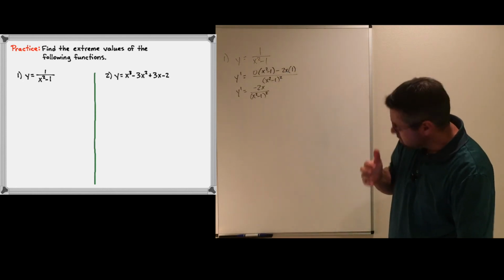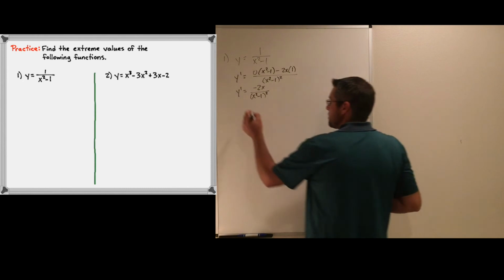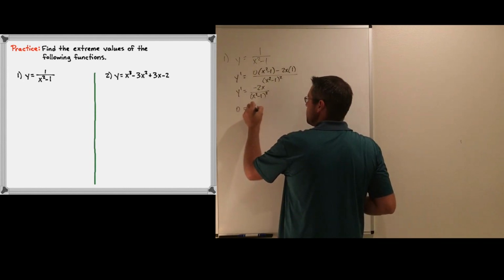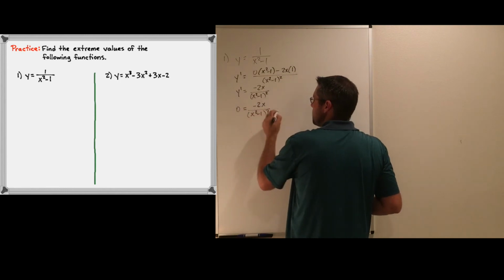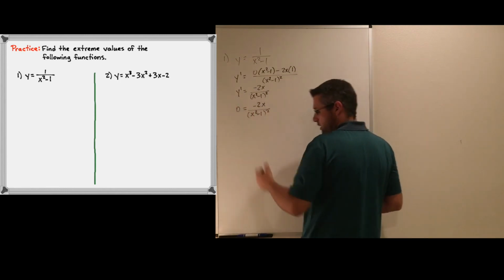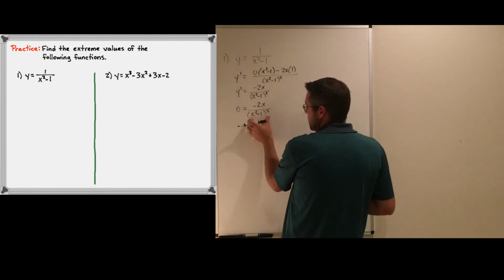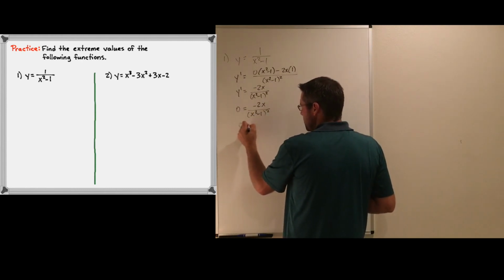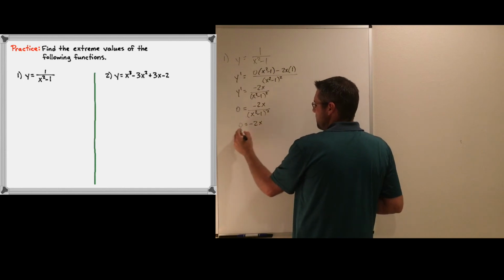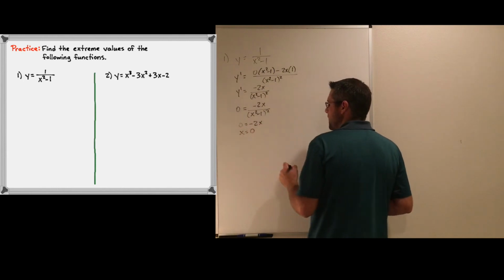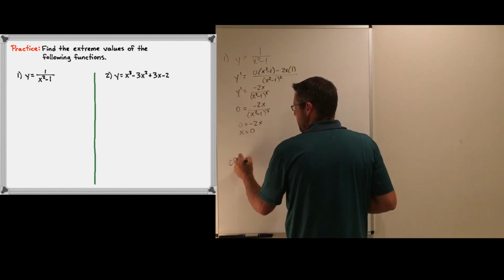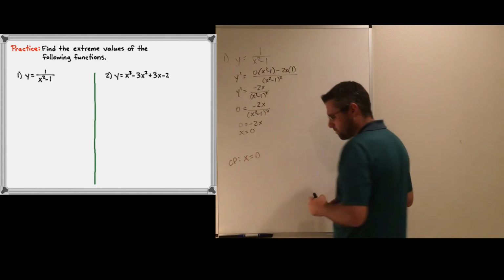All right, from here we're going to set the derivative equal to 0 and solve this. The best way to look at this is to cross multiply. When I cross multiply, 0 times x squared minus 1 squared is 0, and that's equal to negative 2x. We'll divide by negative 2, so x equals 0. So our first critical point is when x equals 0.